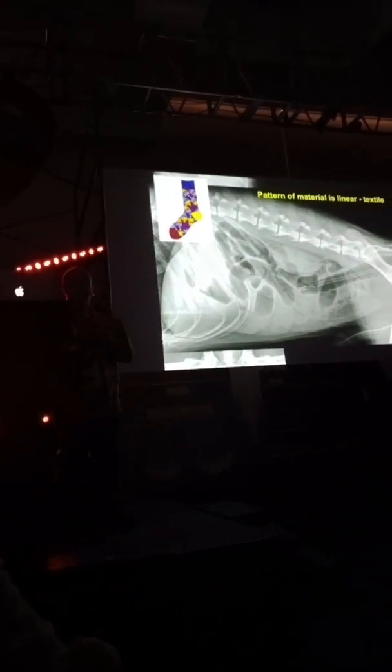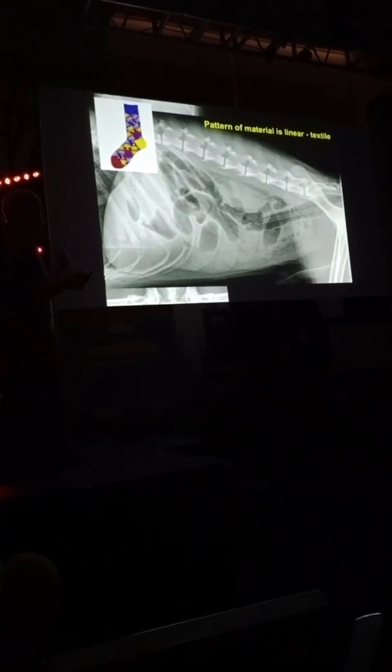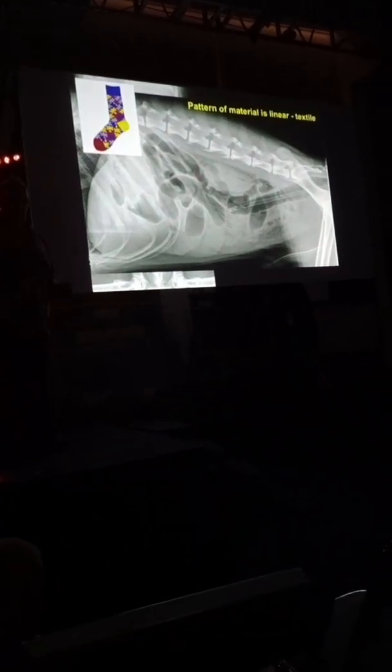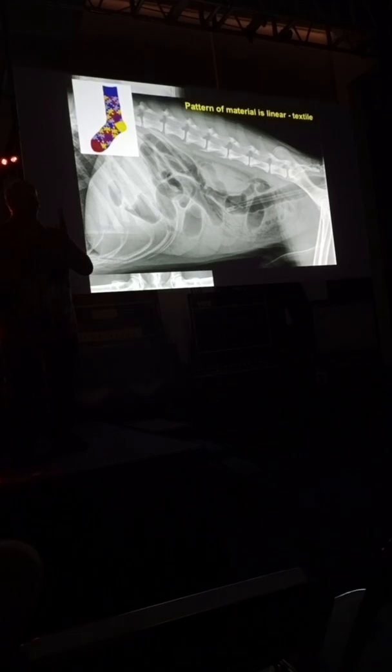Textiles, socks, underwear, towels, all kinds of things. And that's what this was. That's not the sock. I just stole the sock from the internet because the sock was much more yellow and green.